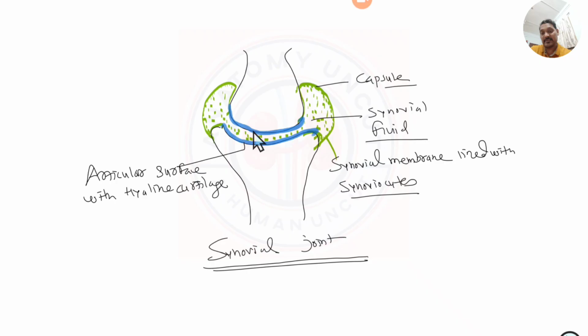So synovial fluid secreted by this synovial membrane lubricates this and nourishes the articular cartilages around there. And this kind of structure, with a capsule internally lined by the synovial membrane with the secretion of synovial fluid inside, is known as a synovial joint.